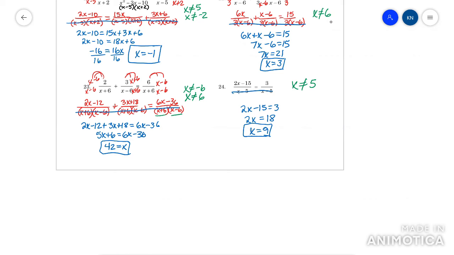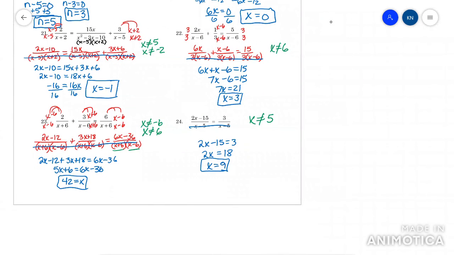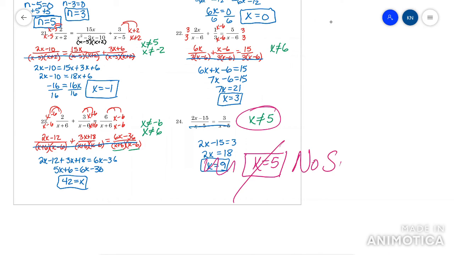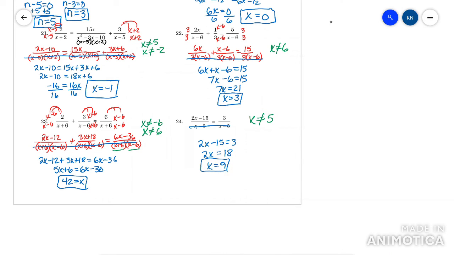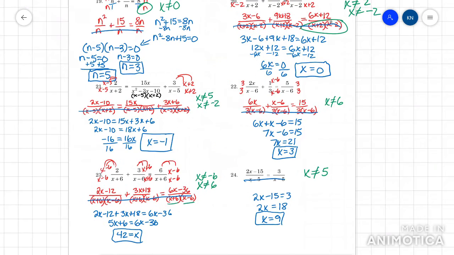If you made it this far, just be advised that none of them showed up where we had the restricted value, but let's imagine we got x equals 5, but x couldn't be 5. This answer would get tossed and your answer would be no solution. Okay, so just keep that in mind. That was just hypothetical though. My answer is 9 for that last problem.